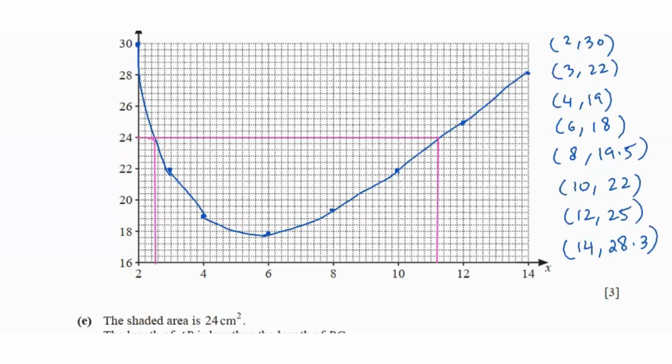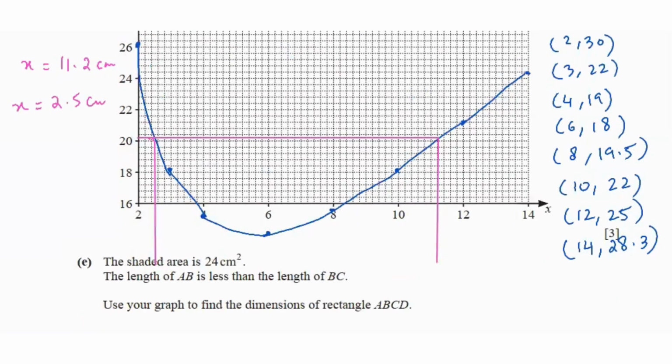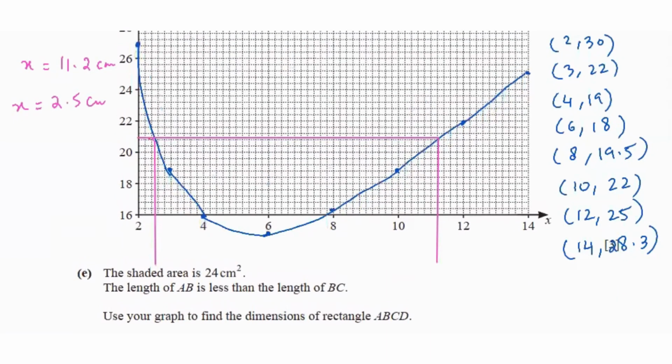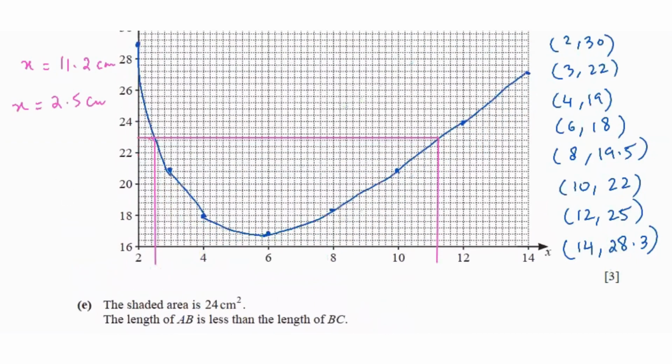So what we have over here is two lengths, which are going to be x equals 10, 2, 4, 6, 8, 11. One is 11.2 centimeters and the other is 2.2, 2.4, 2.5 centimeters. So these are the dimensions for the rectangle ABCD.